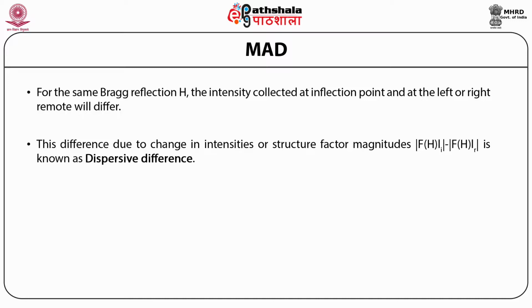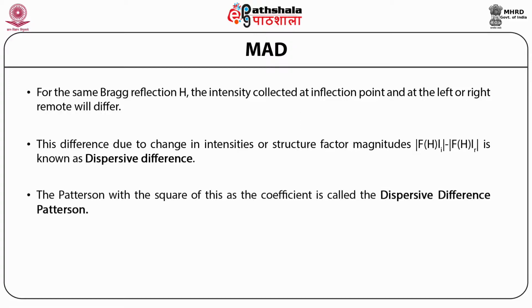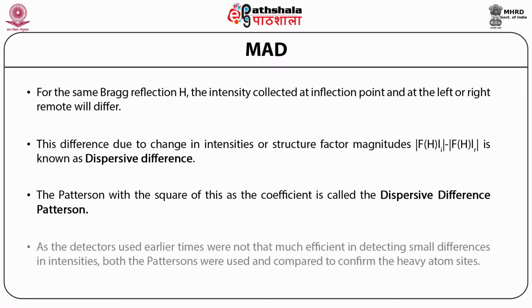So this is known as dispersive difference. Since you are doing a Patterson, a square of this is used there. The Patterson with the square of this as a coefficient is known as dispersive difference Patterson. As explained just now, the detectors were of inferior quality. To measure even the small differences, we used both the techniques to obtain the heavy atom position, but now the detectors are so sensitive, so people have jumped to SAD technique.